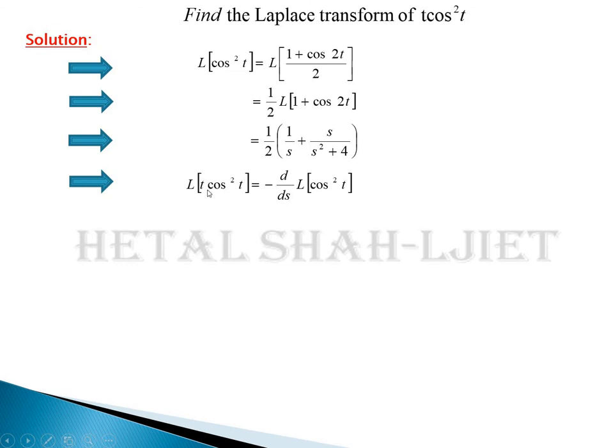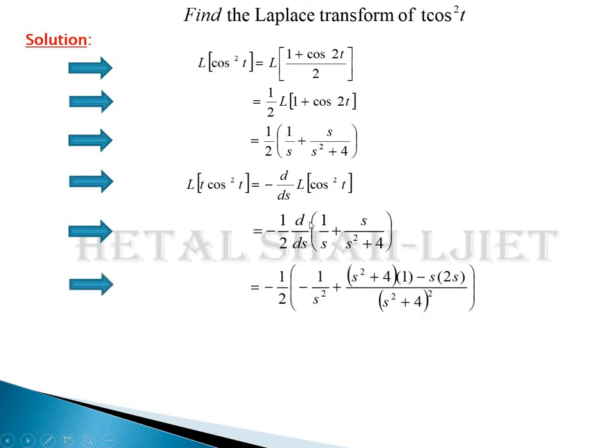So minus d by ds of Laplace of cos square t, and Laplace of cos square t is 1 half of 1 by s plus s upon s square plus 4. So minus 1 half d by ds, with Laplace of cos square t put here. Now the derivative of 1 by s is minus 1 upon s square, and by applying the u by v rule of d by ds, this is the answer, and by simplifying we get this final answer.